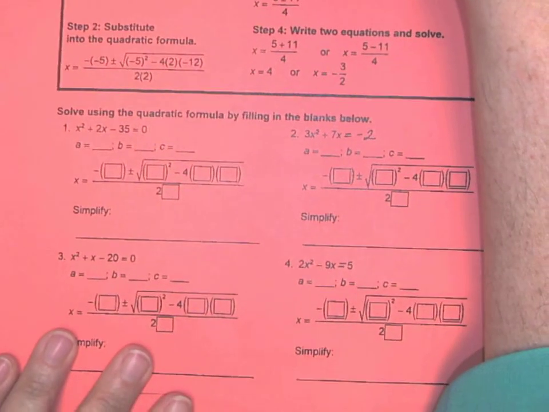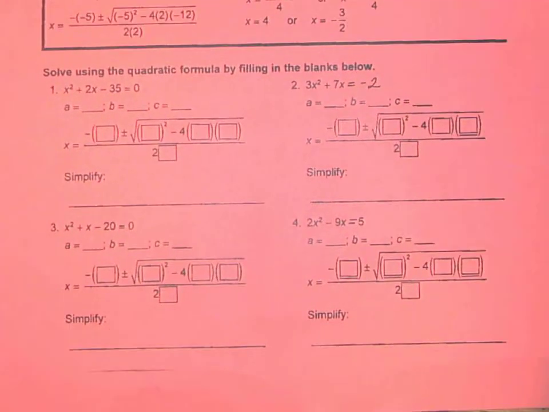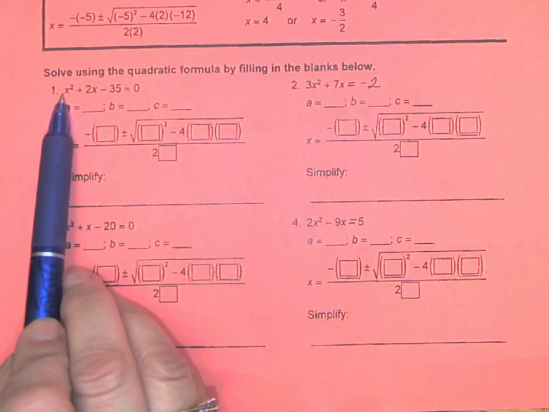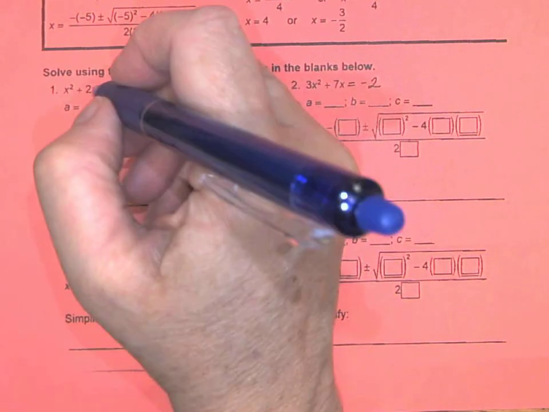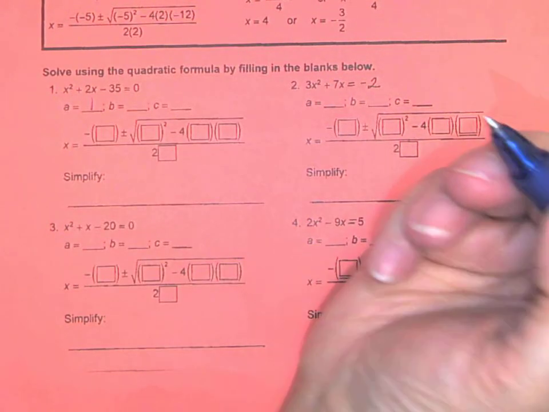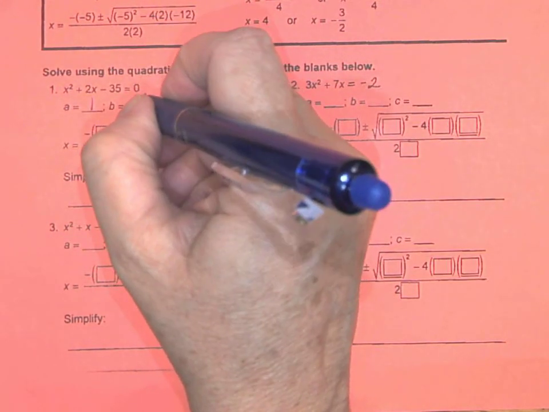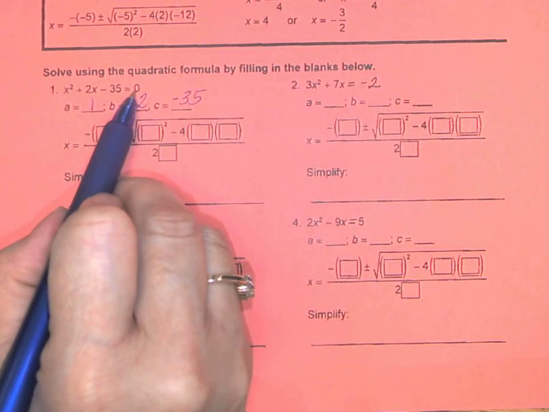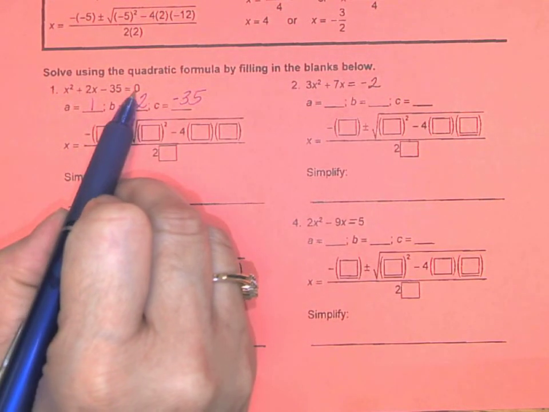So let's do one ourselves. On this one, there is no number in front of x squared, so we know there's an imaginary 1, so a is 1. B is 2, c is negative 35. I should have checked first to see if it was equal to 0, and it is.